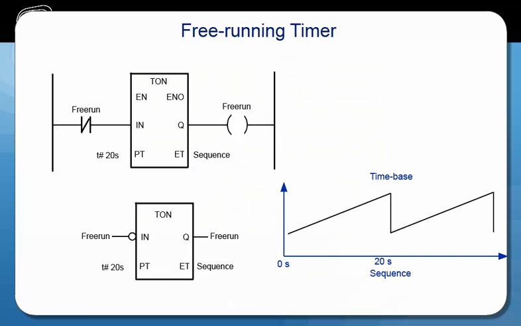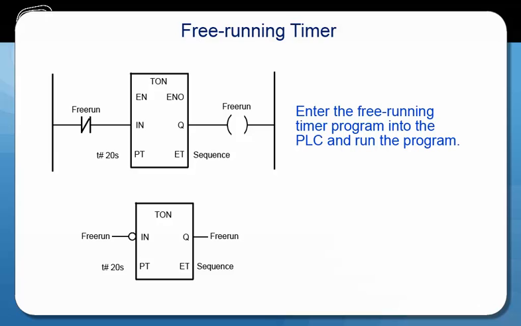The elapsed time output has a variable attached and will be a time value that increases from 0 to the preset time, then resets back to 0 and then increases again. That variable can be used as a time base to be used for cyclic timing. Enter the free running timer program into the PLC and run the program. You should see the variable sequence count up from 0 seconds, and when it gets to 20 seconds it should go back to 0 seconds and start counting up again.